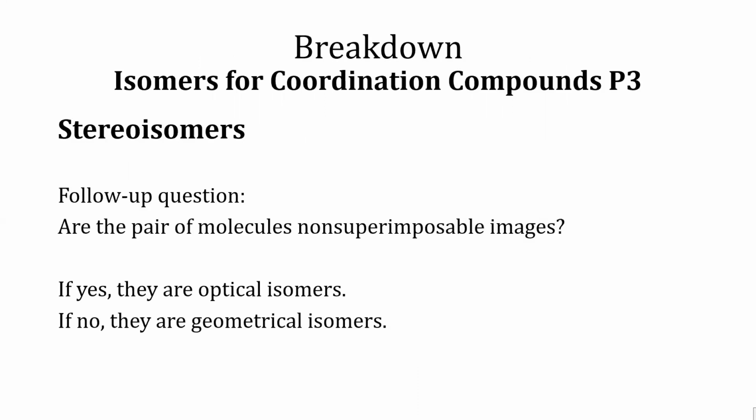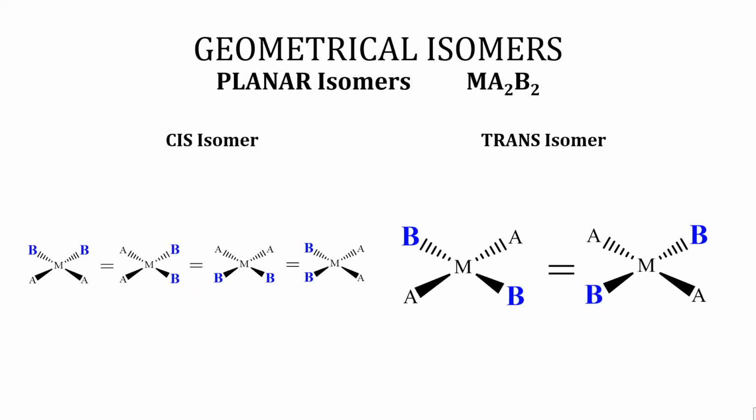For stereoisomers, the follow-up question is, are the pair of molecules non-superimposable mirror images? If yes, they are optical isomers. If no, they are geometrical isomers. We will look at some possible geometrical isomers. Planar isomers that have geometrical isomerism are ones with a molecular form of Ma2B2.